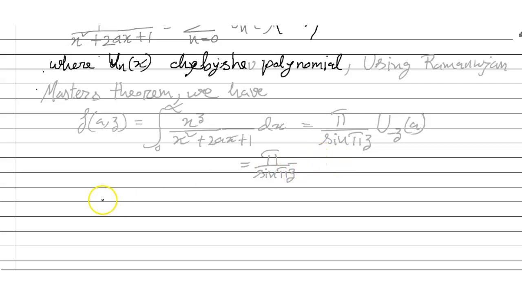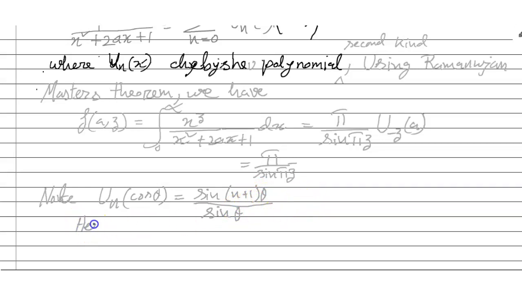And now you have to remember, friends, note: Chebyshev polynomial of the second kind. This must be remembered, second kind. So note U n(cos theta) equals sine (n plus 1) theta divided by sine theta.